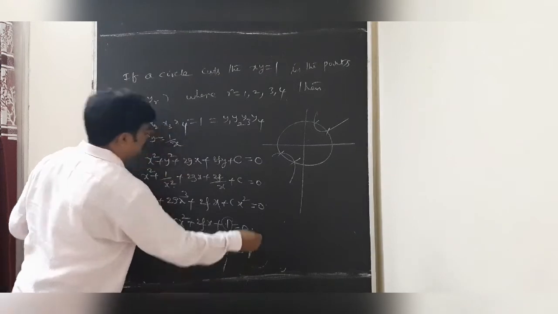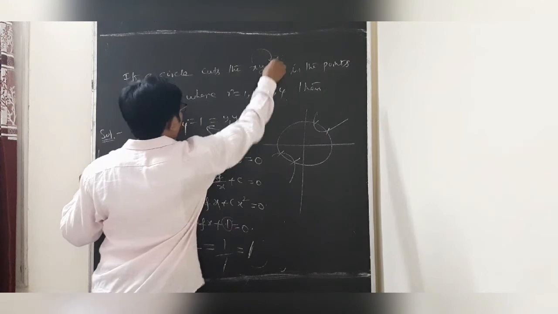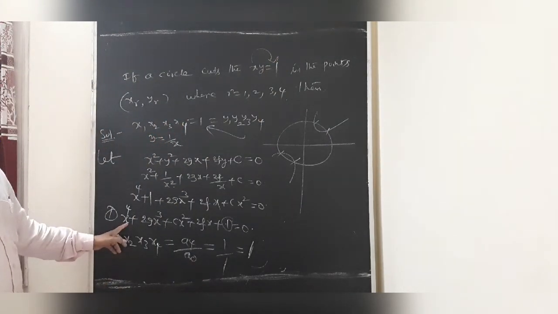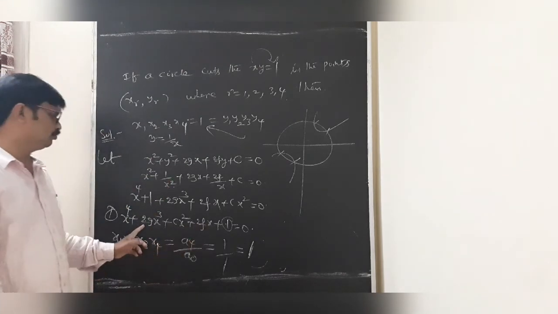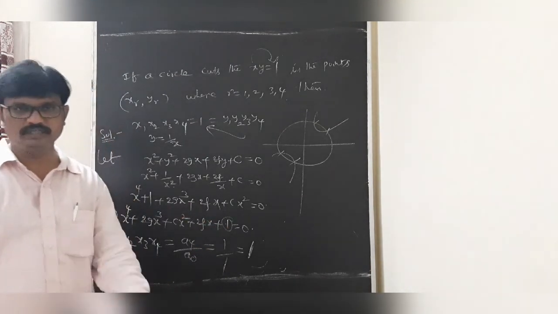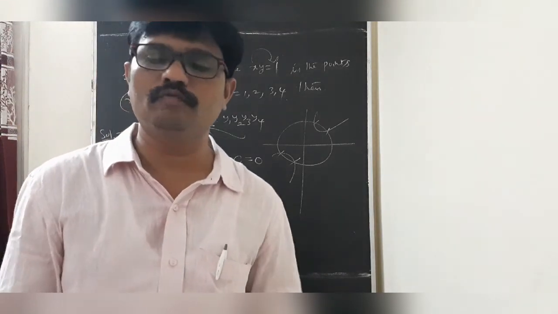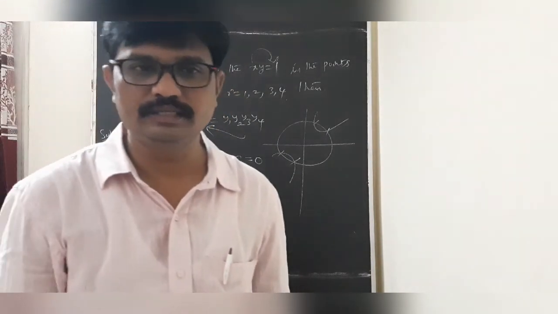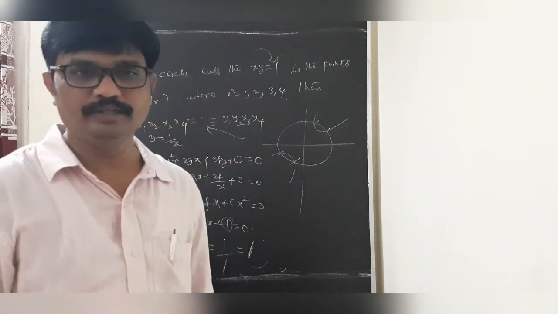So students, similarly we can prove this one. When we take x equal to 1 by y, the equation is y power 4 plus 2f y cube plus c y square plus 2g y plus 1 equal to 0. In that case also we get y1 y2 y3 y4 equal to 1. Okay students, this is for today. My dear students, please complete this one.